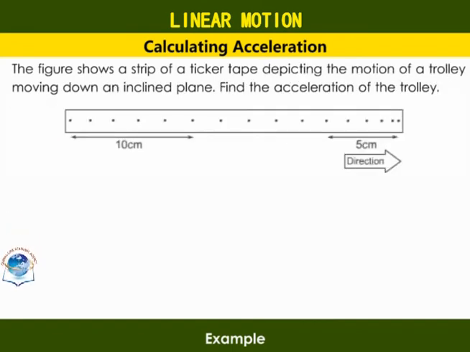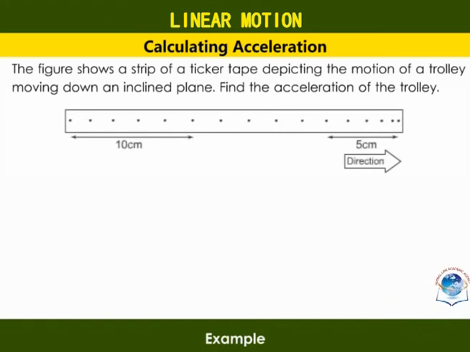Let's take another example. This figure shows a strip of a ticker tape for the motion of a trolley moving down an inclined plane. If the frequency of the ticker tape is 50 Hz, what is the acceleration of the trolley? We find u, v, and t.